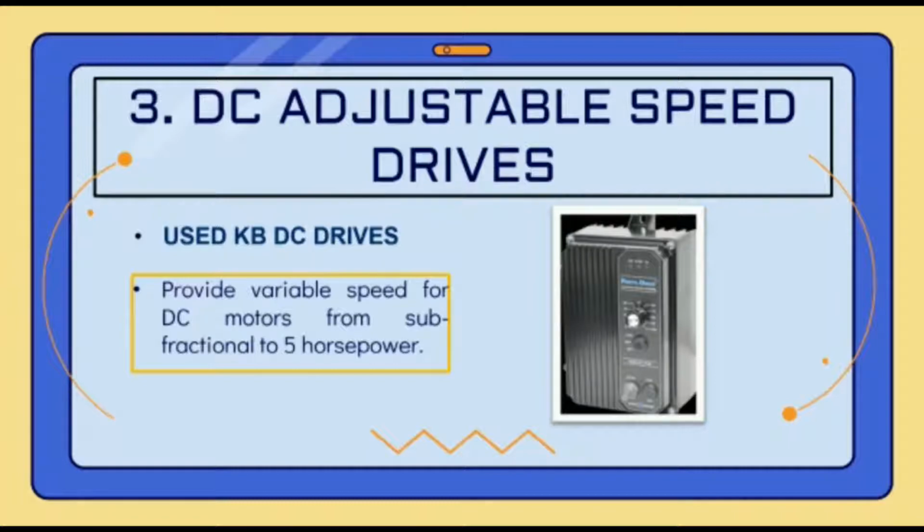Third, DC adjustable speed drives. Use product from KB Electronics. This component provides variable speed up to 5 horsepower.